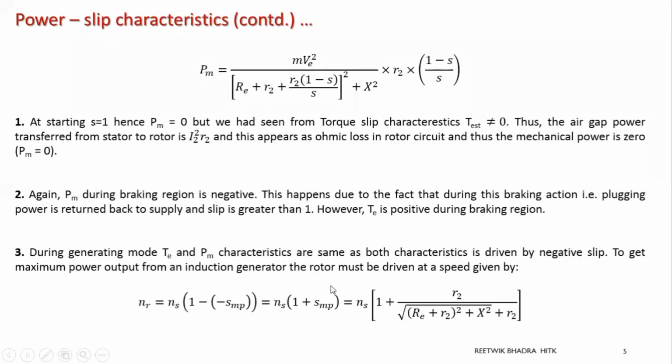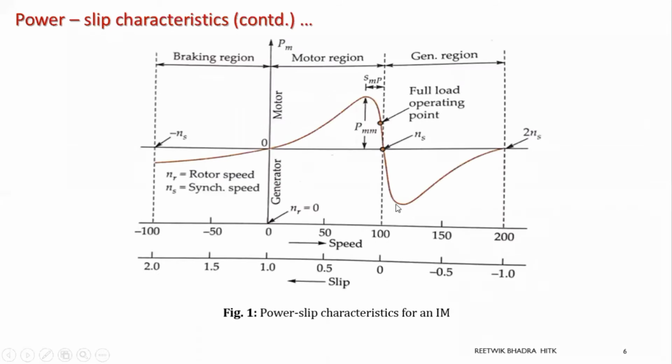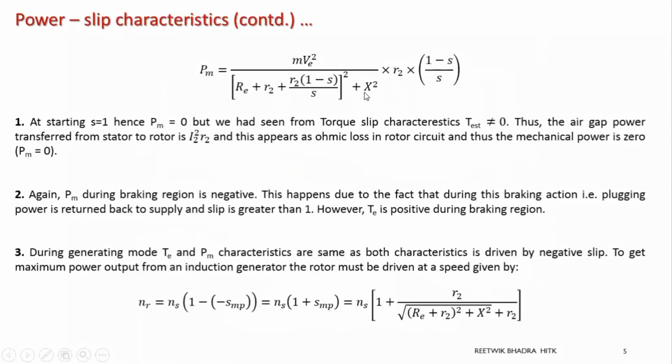And at what value, you can also calculate this value. At this point, maximum power occurs during the generating region. So at this point, what will be the speed? Or at this point in the motoring region, maximum power occurs. So what will be the speed? We can calculate this by our formula. We have to calculate NR. What is NR? NS into 1 minus S.